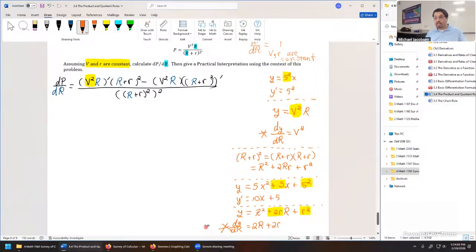It's not the quotient rule. It's just navigating those 2 derivatives where the stars are. Any questions on getting through either one of those?